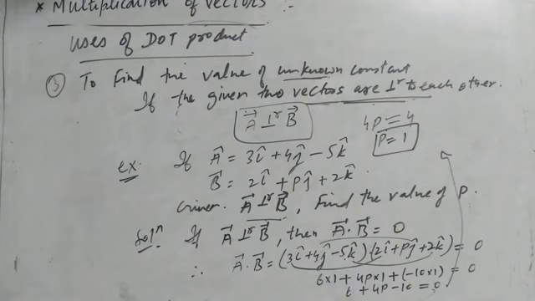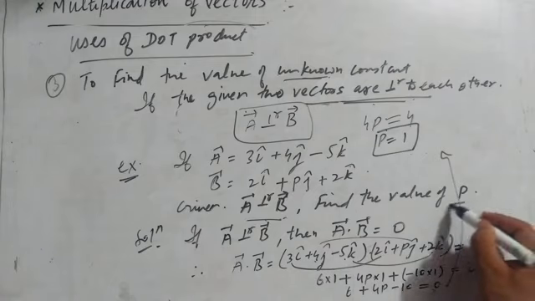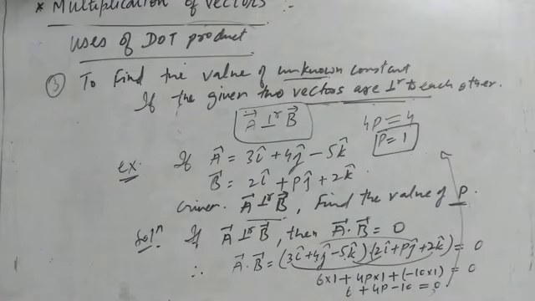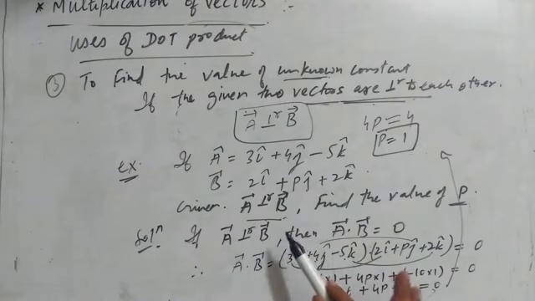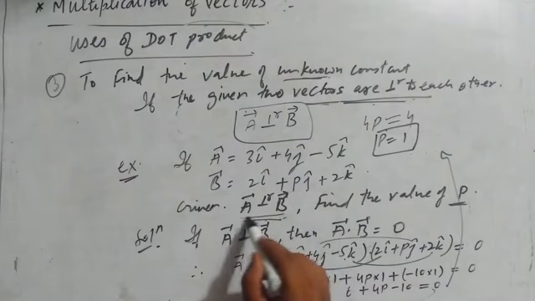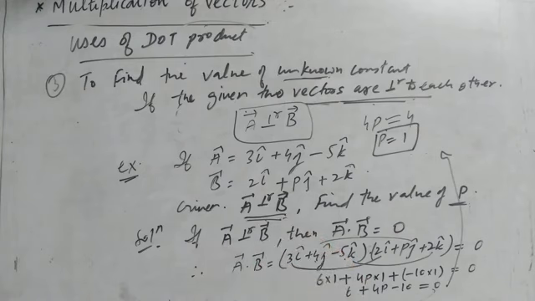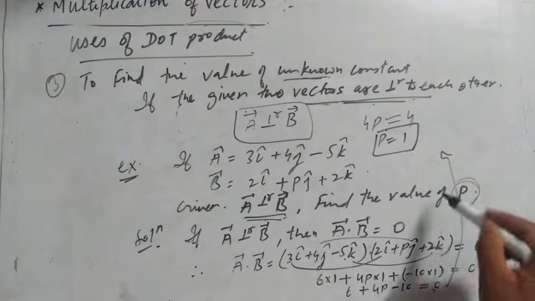So we can use this dot product for finding out the value of any unknown constant if the given two vectors are perpendicular to each other. We can only use this method if the given two vectors are perpendicular. If they are not perpendicular, we will not use this method to find out the value of the unknown constant.